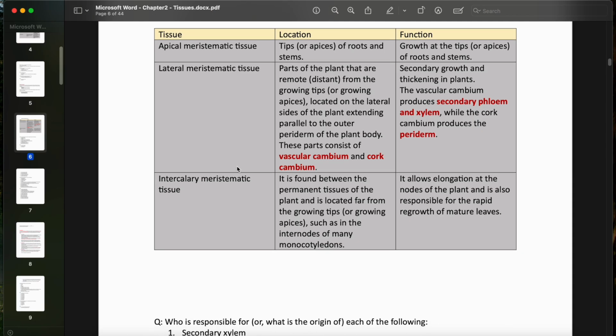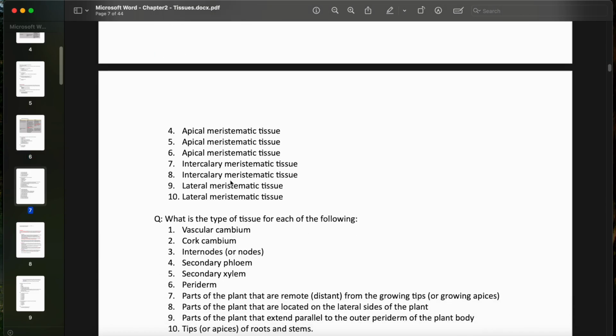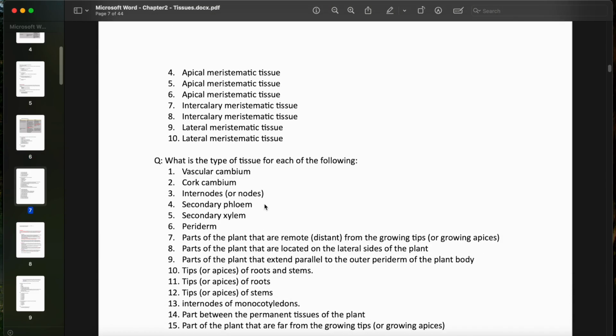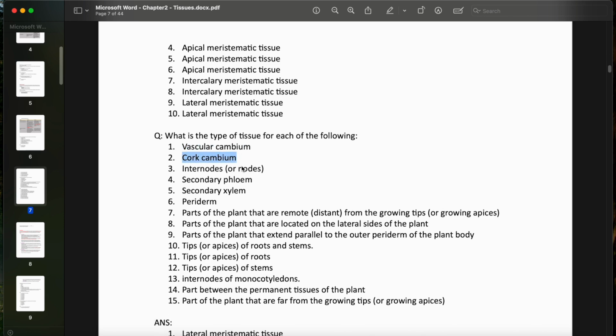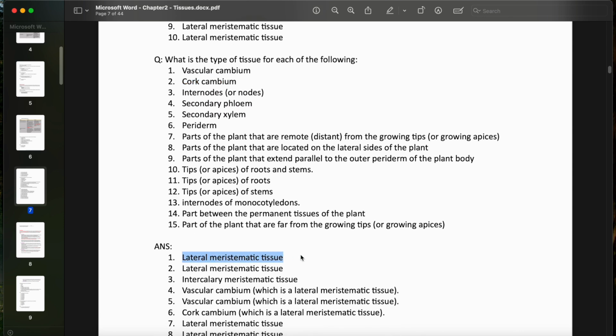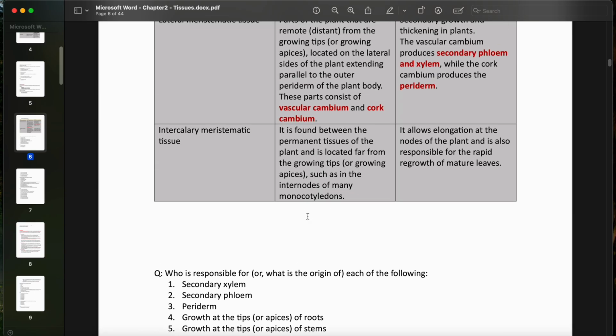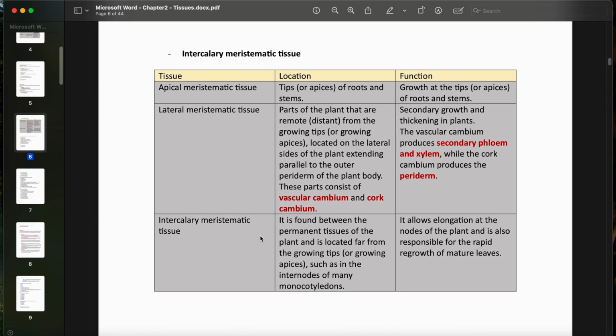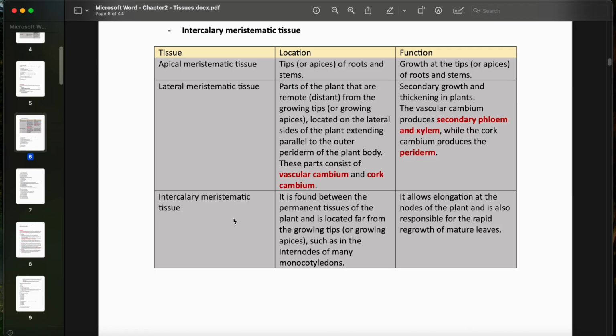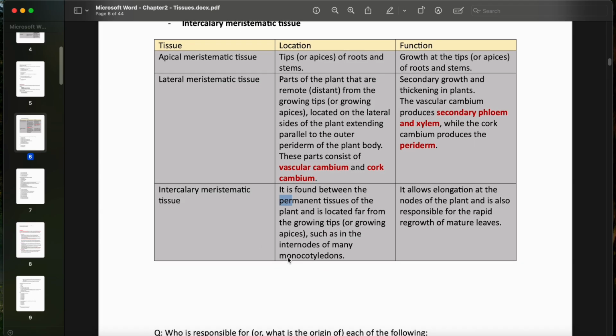Now, we can get very important questions here. They will tell you, what is the type of tissue for each of the following, and they will give you the vascular cambium or the cork cambium. And the type of tissue here is the lateral meristematic tissue. All right, so it's not hard. And the intercalary, as I said, means between two things. So it is found between what? Between the permanent tissue of the plant and is located far from the growing tips, such as in the internodes of many monocotyledons. Okay?